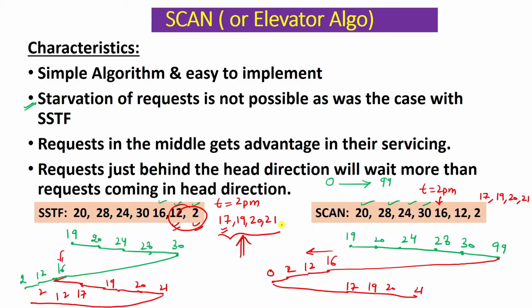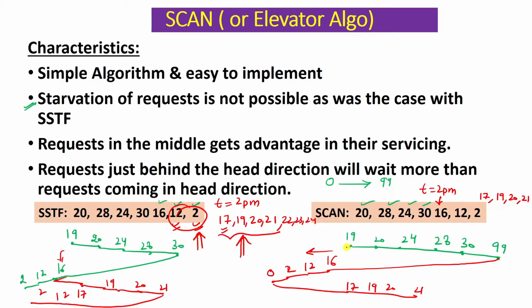And let's say there are more requests which are closer to 16 that come into the request queue. Let's say 22, 23, 24 continue to arrive in the request queue. For that time, 12 and 2 will continue to wait. They will wait indefinitely for a long period of time. That means they will starve. Their turn will come very, very late.